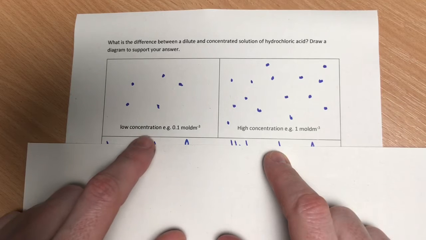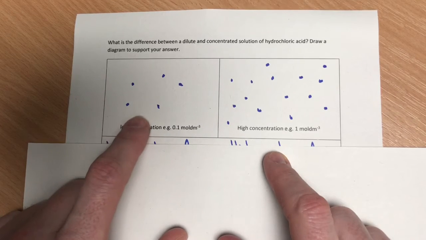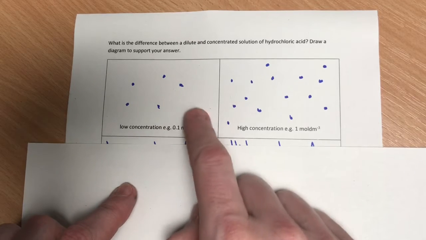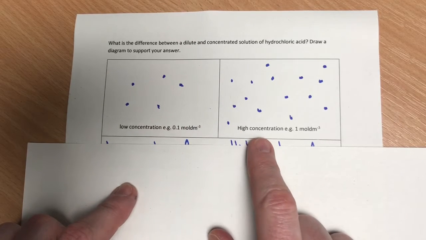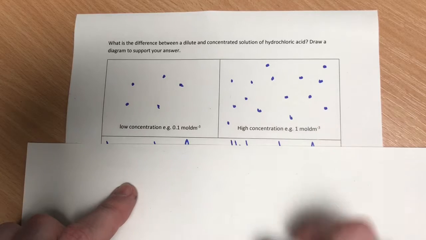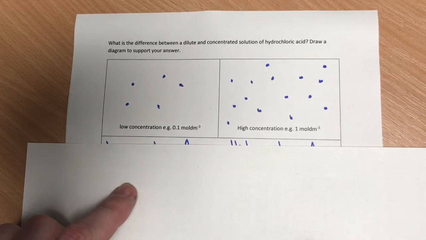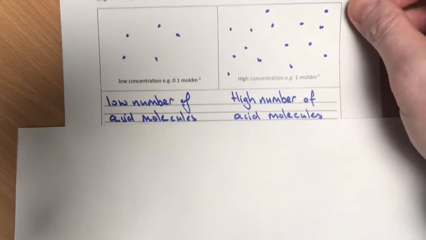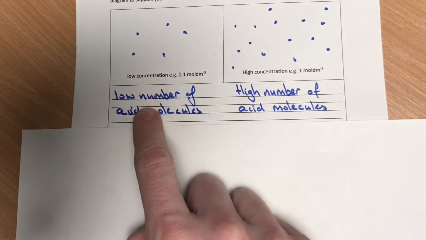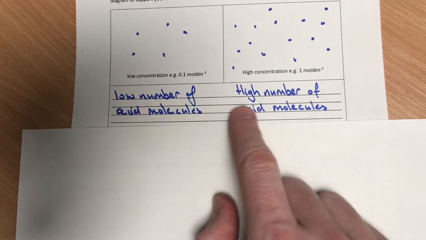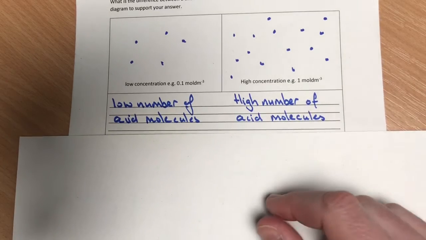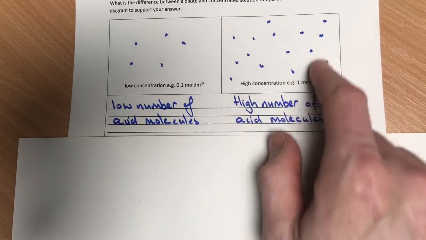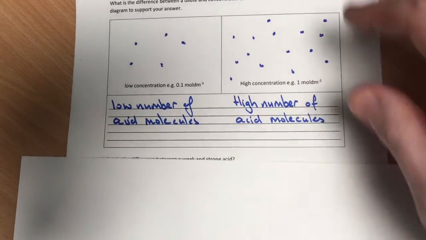If we have an acid that has a low concentration, that means there are very few molecules present, dissolved in solution. If we have a high concentration, then we have far more acid molecules dissolved in that same volume of water. Just a reminder: low concentration gives a low number of acid molecules dissolved, and a high concentration will give us a high number of acid molecules dissolved. So concentration is just a measure, a number, of the molecules dissolved.